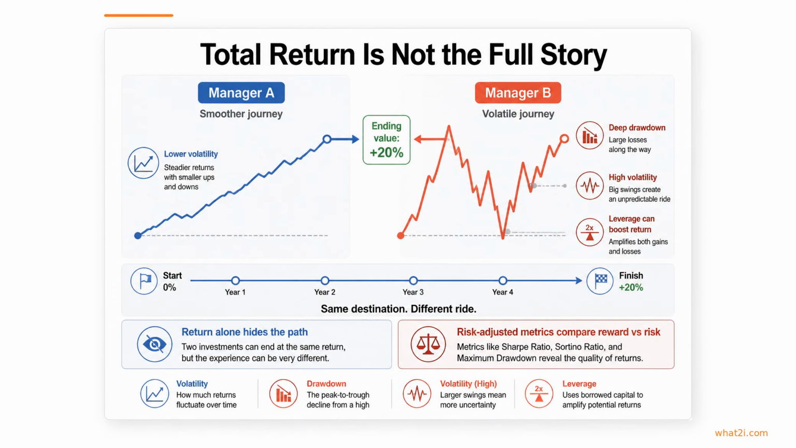Total return by itself can be misleading because it ignores what had to be endured to get there. A manager might post strong gains by taking on much more volatility, deeper drawdowns, or even leverage. That's why risk-adjusted metrics are so useful. They help separate genuine efficiency from simple risk-taking.